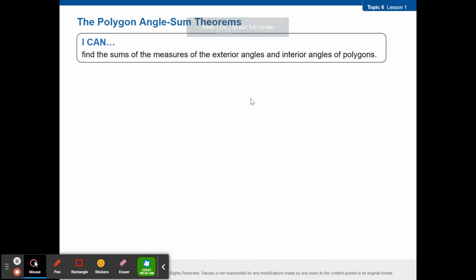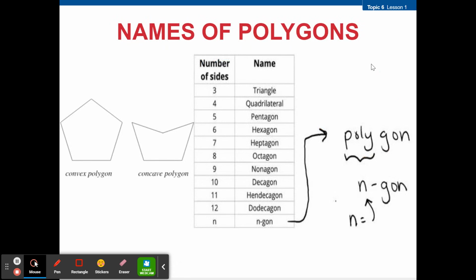So today we're going to talk about polygons. This is all about polygons and quadrilaterals. And yes, proofwriting is a part of it, so please pay attention, okay? The I can statement for today is: find the sums of the measures of the exterior angles and interior angles of polygons. This is something you have on the note sheet I gave you.